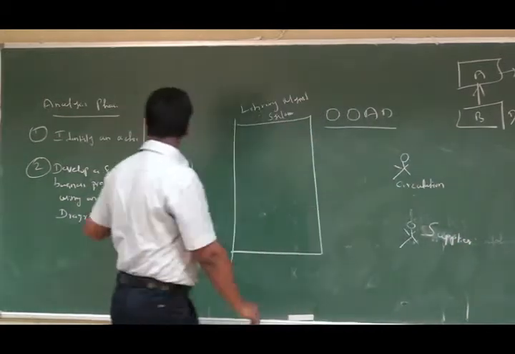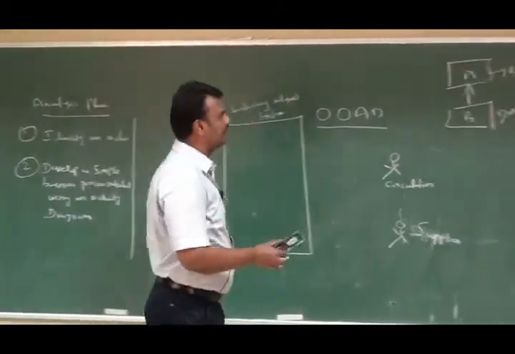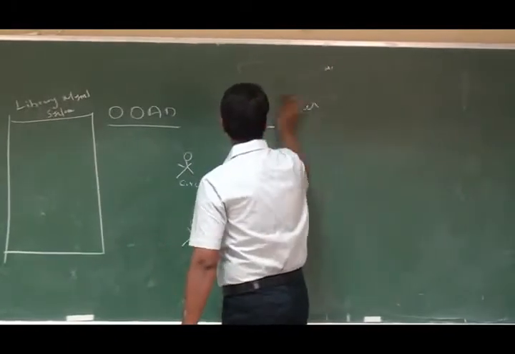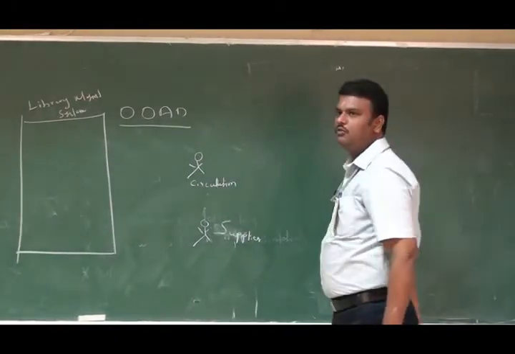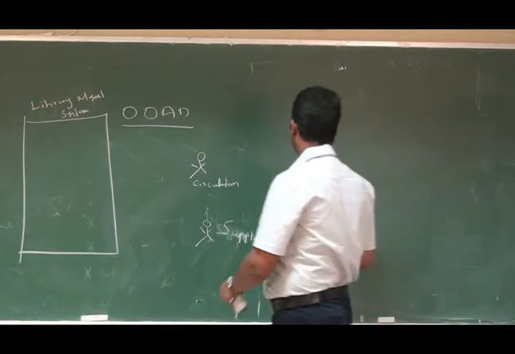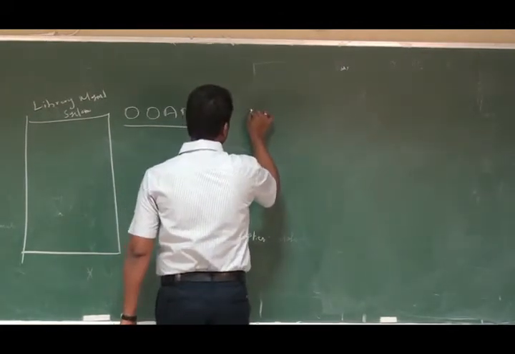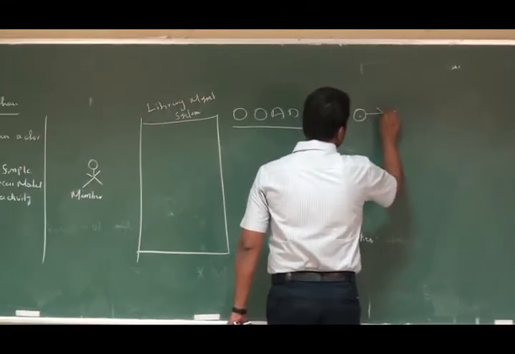The next one, we are going to develop a simple business process model using an activity diagram. What do you mean by activity diagram? What are the activities going on inside the system? For example, in the library management system, what are the activities going on? You have to draw the activity diagram.